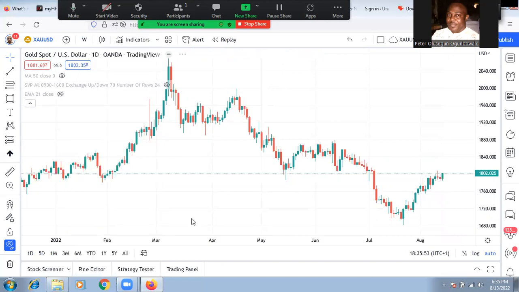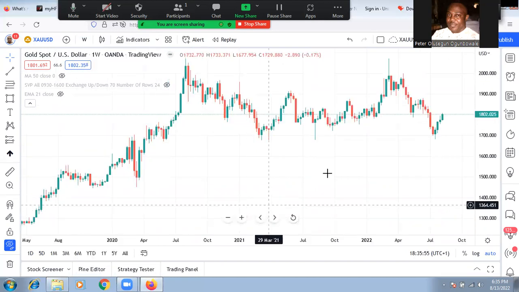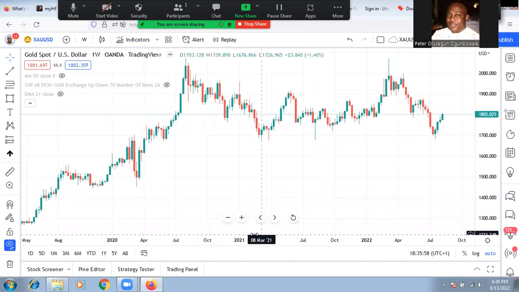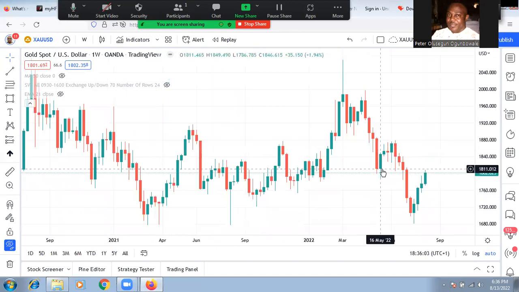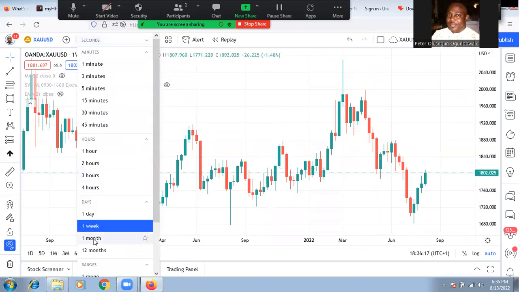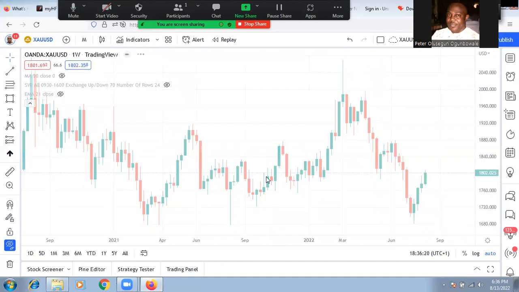And if you look at the weekly time frame, we can safely say that all that will change is around this level here. This is where everything can change. 1811 is where everything can change. And if you look at the monthly, it's an ending structure really that we are seeing in the last 2 weeks on this.